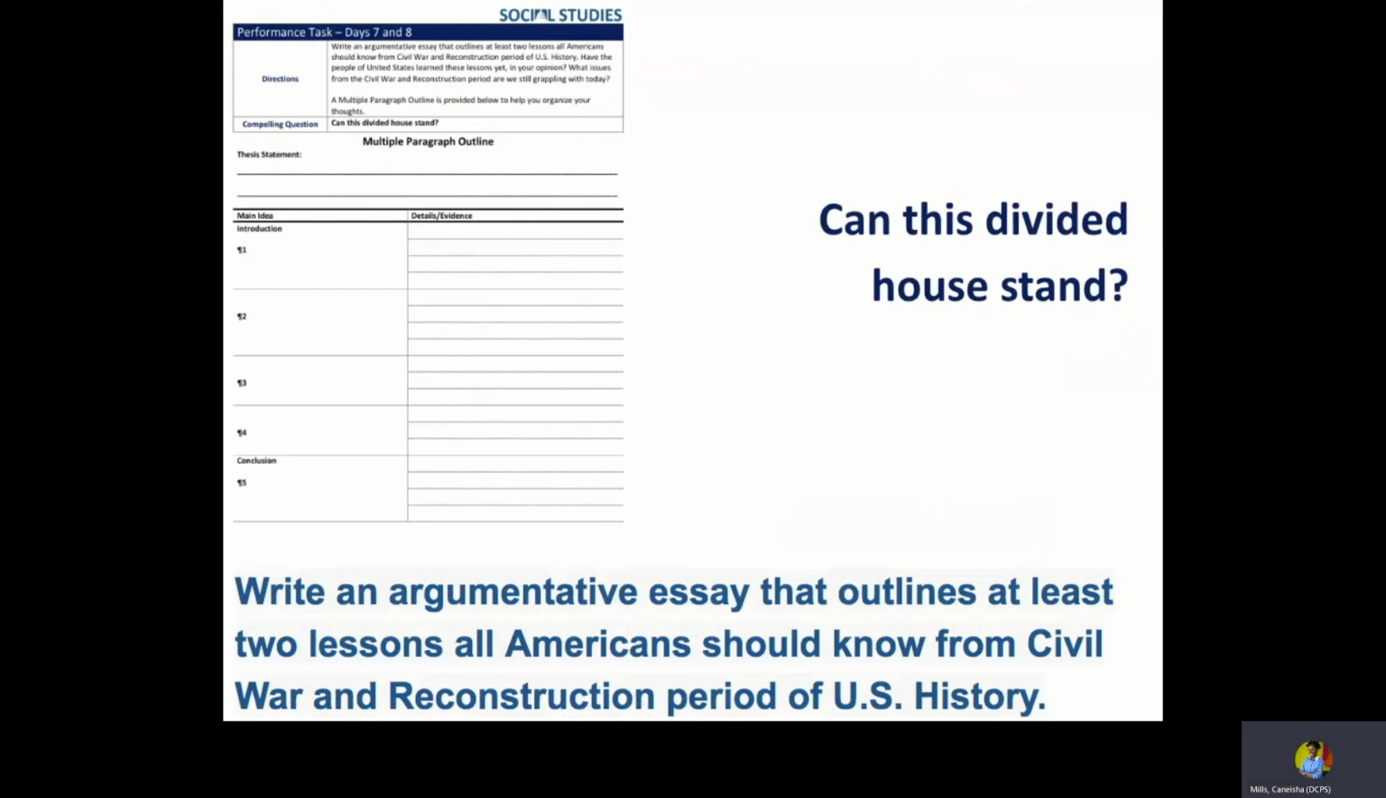At the end of the 2 weeks, you will need to write an argumentative essay that outlines at least 2 lessons all Americans should know from the Civil War and Reconstruction period of U.S. history. Are there lessons from the Civil War and Reconstruction that still hold true today? And is the United States one united country, or do divisions still permeate our society?